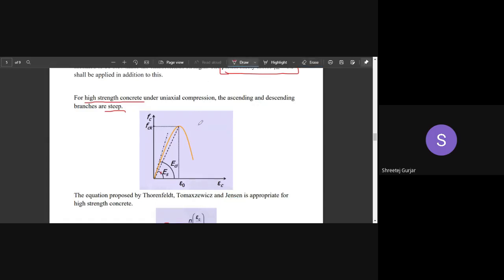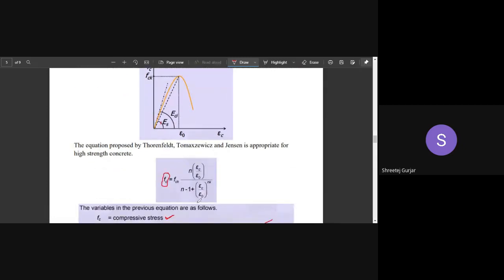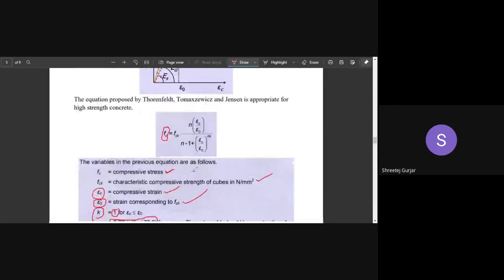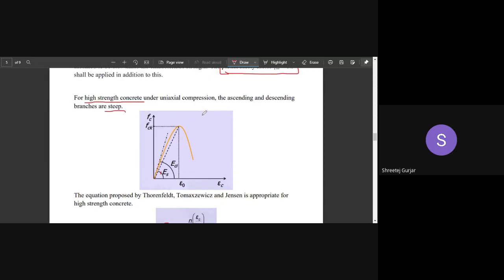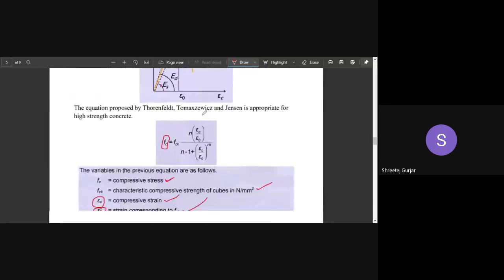They ask to explain your stress strain curve for high strength concrete. So you have to draw this curve, you have to explain all these terms, and you have to write this formula down and explain what all of these terms are. Okay, so this is your stress strain curve for your high strength concrete.